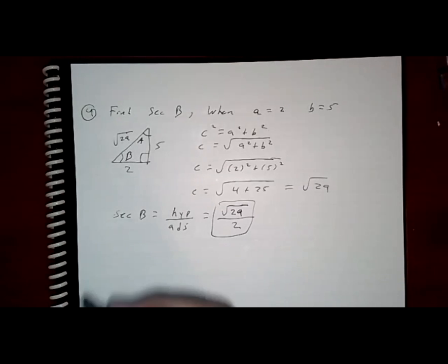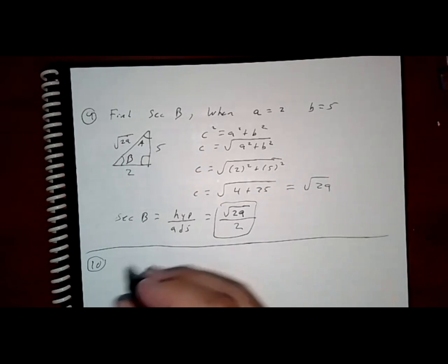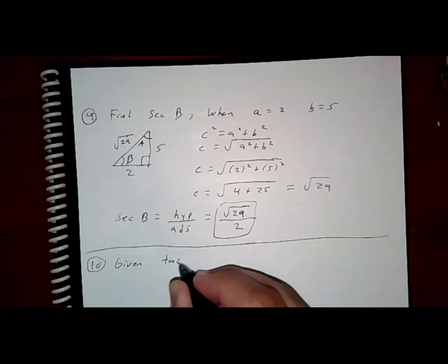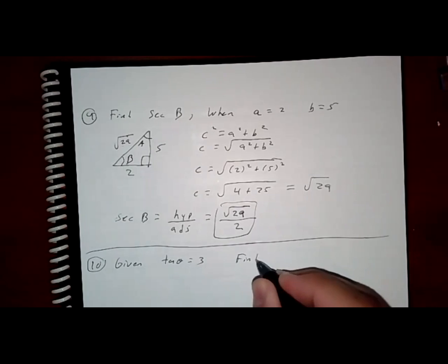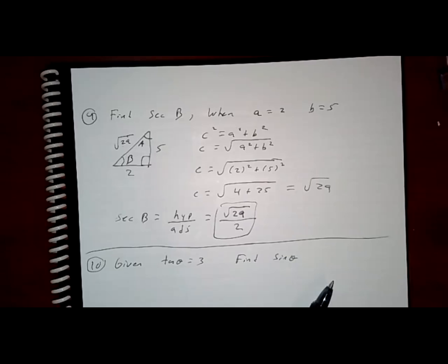And I guess you could do 10, that's fine. It's a little different. Ten says, given tangent of theta equal to 3, find sine of theta. These are the instructions for number 10, but all we need is those two pieces of information. Tangent of theta is equal to opposite over adjacent, which is 3/1.